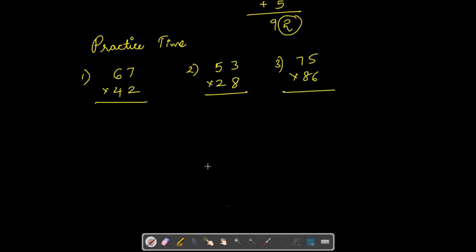So keep practicing. Now, let us go to one more last method of multiplying two numbers. Here we will be multiplying two three-digit numbers. This is my third type of multiplication, where we are going to multiply two three-digit numbers.